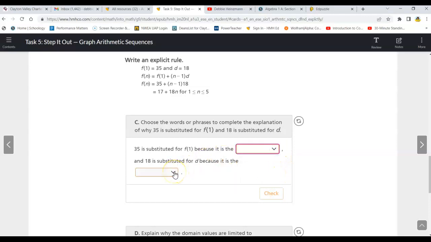Then, why do we substitute 18 for d? What is 18? Is it the first term? Is it the domain? Or is it the common difference?